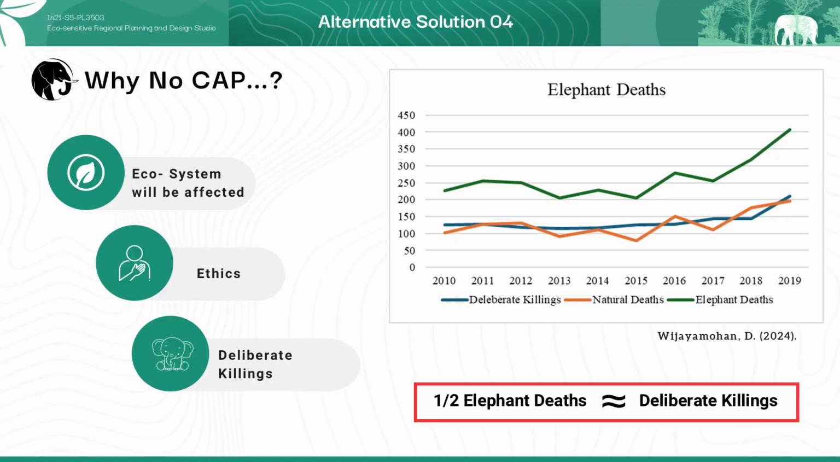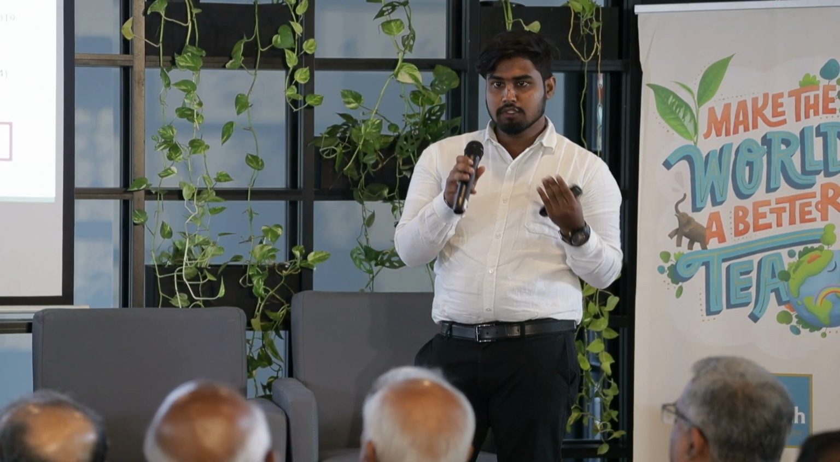It's important to remember that each year, as you can see in this graph, the elephant population is controlled through a combination of natural deaths and human-caused fatalities. So, do we need an additional cap? It seems like imposing an additional cap will have a huge negative impact on natural ecosystem processes.